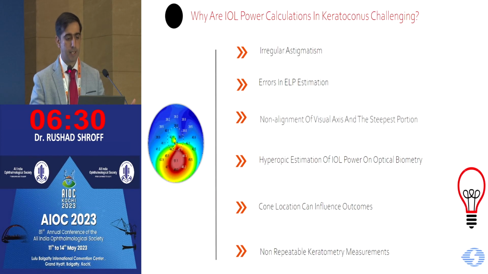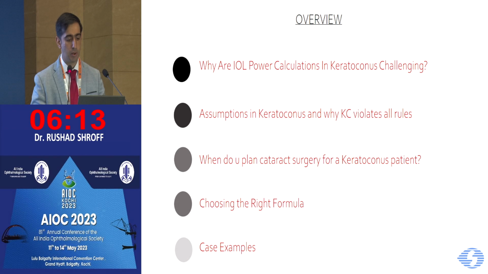One, because it's an irregular astigmatism. There are errors in ELP estimation. There's non-alignment of the visual axis and the steepest portion of the cornea. There tends to be a hyperopic shift or an overestimation of IOL power on optical biometry. The cone location can influence outcomes, and the keratometry measurements tend to be non-repeatable.